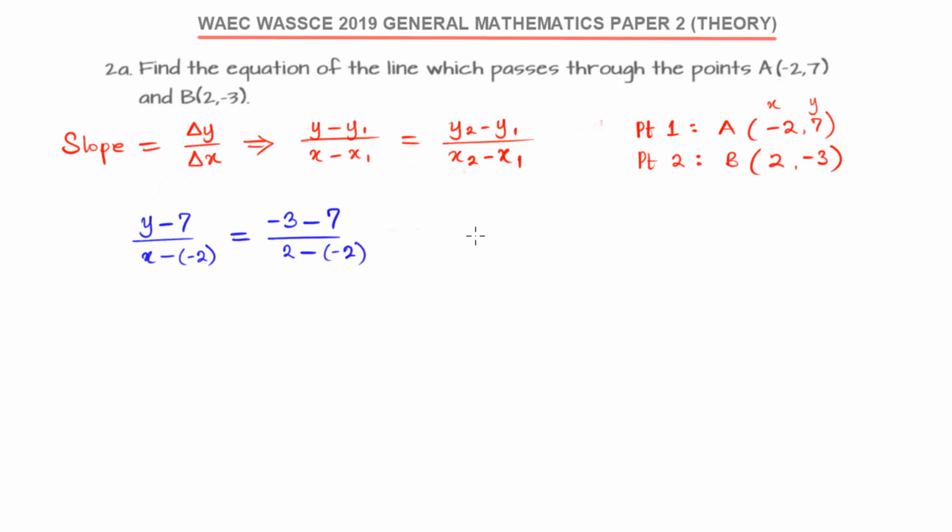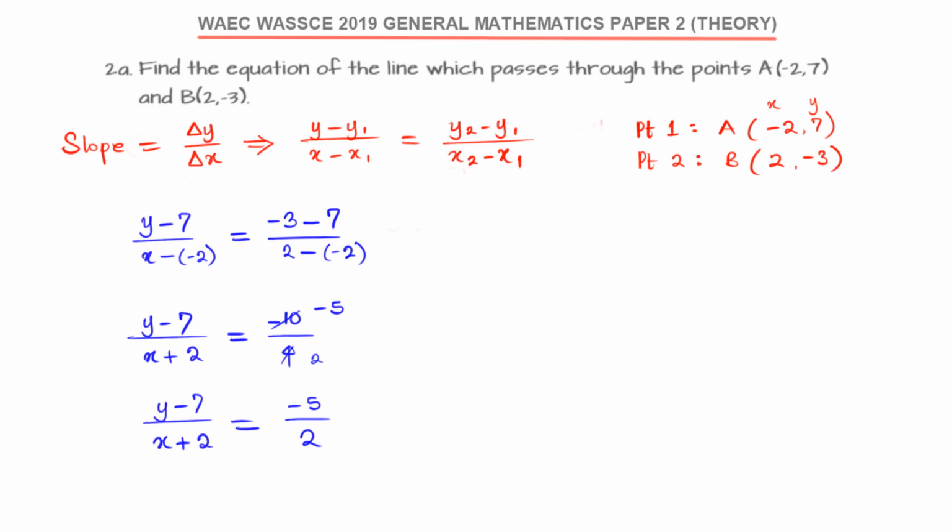So this, you can just open up the bracket. Negative number multiplied by negative number is plus. That's minus times minus. Then minus 3 minus 7 is minus 10. 2 minus minus 2 is 2 plus 2, which is 4. Then we can cut out to have y minus 7 over x plus 2 is equal to minus 5 over 2. So we can just cross multiply this expression.